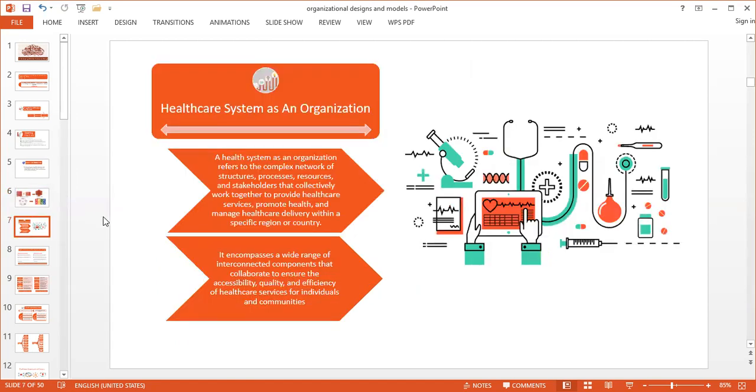Health system as an organization. A health system as an organization refers to the complex network of structures, processes, resources, and stakeholders that collectively work together to provide healthcare services, promote health, and manage healthcare delivery within a specific region or country. It encompasses a wide range of interconnected components that collaborate to ensure the accessibility, quality, and efficacy of healthcare service for individuals and communities.